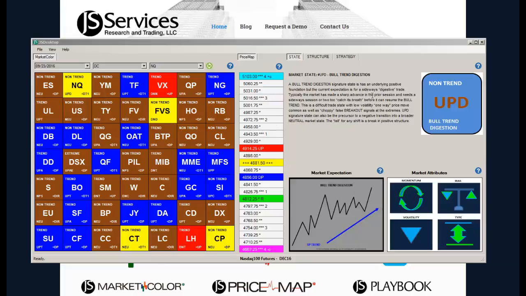Typically the market has made a sharp advance in the prior session and needs a sideways session or two to catch its breath before it can resume the bull trend. So we've had this big surge, and we could have this sharp pullback into a digest. That's the price action expectation. And the attributes for this state are more digestive, where volatility could decrease, more of a sideways expectation. If it had this big peak, you'd expect a market that's going to have a corrective trade, searching for that support to stabilize.